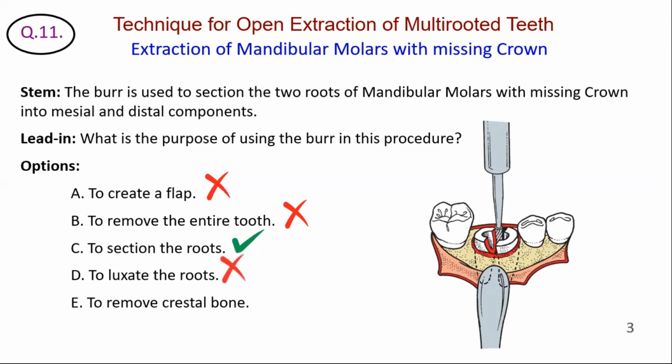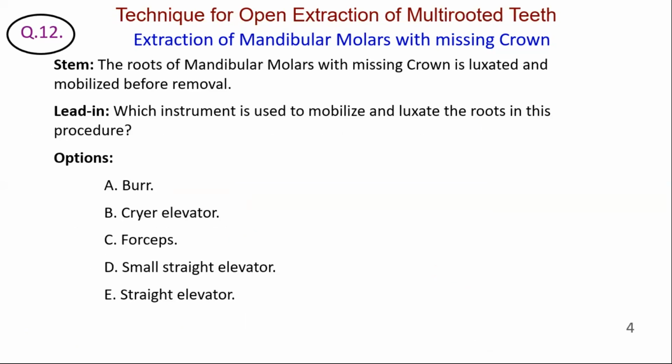This is done using elevators. This can be done, but not the main purpose described here. So the correct answer is C. The burr is specifically used to section the roots into mesial and distal components. The roots of the mandibular molar with missing crown are luxated and mobilized before removal. Which instrument is used to mobilize and luxate the roots in this procedure?